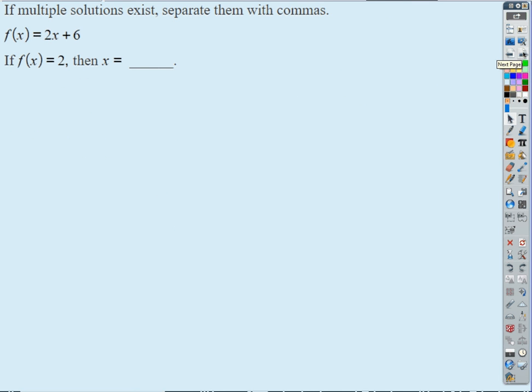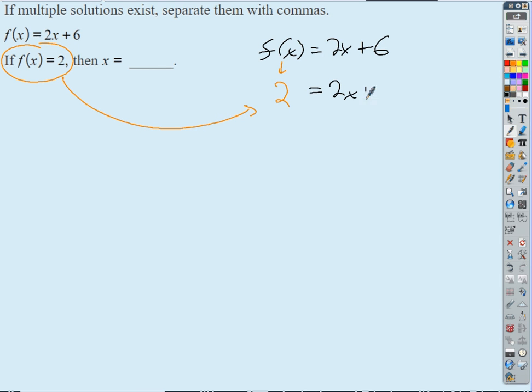Okay, so what about this? What's this saying? If f of x equals 2, then x equals... So what am I gonna do here? What's this asking me to do algebraically? You're finding 2 for f of x. There you go. It's defining f of x equal to 2. So I'm just gonna replace the f of x with a 2. I'm gonna substitute and then solve.